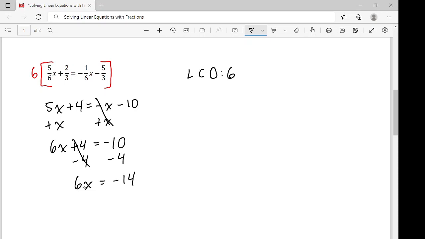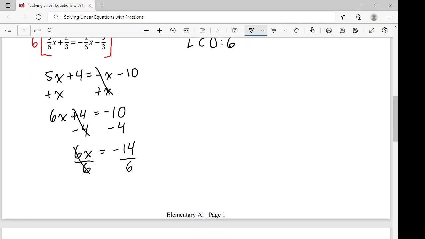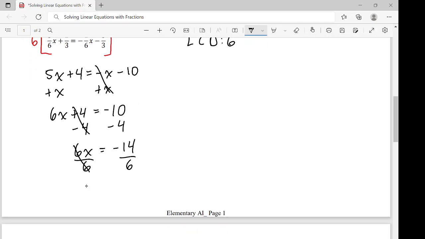Now I've got to get 6 away from x, so I'm going to divide both sides by 6, canceling out the 6's there. When I do that, I'm going to have x equals negative 14/6, which if you reduce it down is going to give you negative 7/3. So again, you can plug this back into the original and see if it's true, and it should be, but it's not necessary to check it.